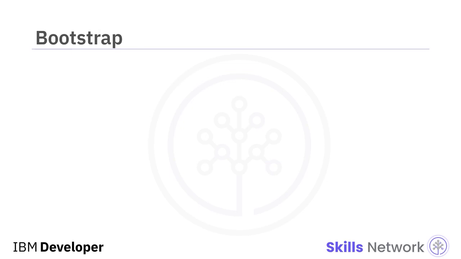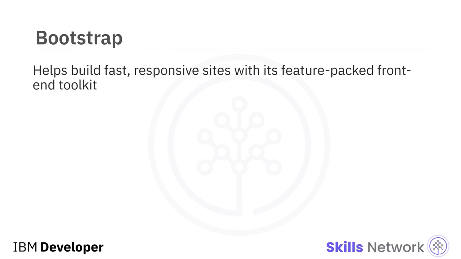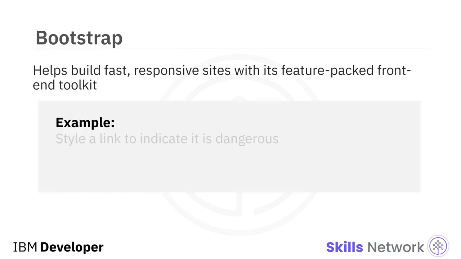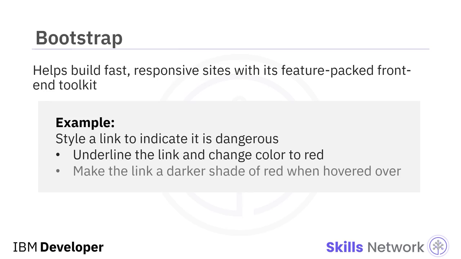One of the most popular component CSS frameworks in use today is called Bootstrap. It allows you to build fast, responsive websites with a feature-packed front-end toolkit. If we take our example of adding a red danger link to your web page, which we saw earlier, we can see how much easier this would be with Bootstrap.